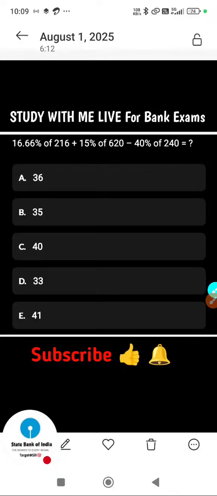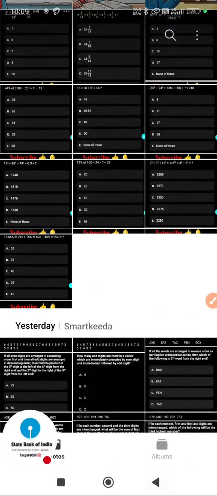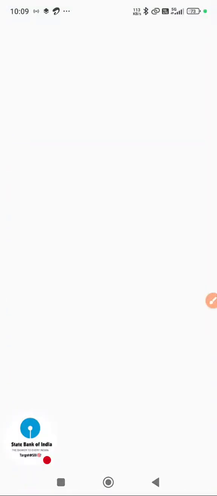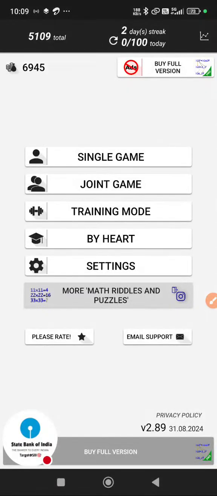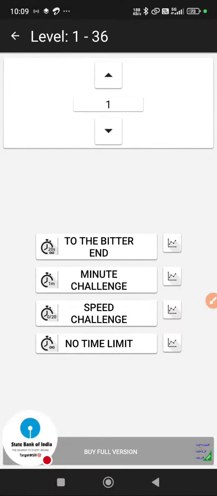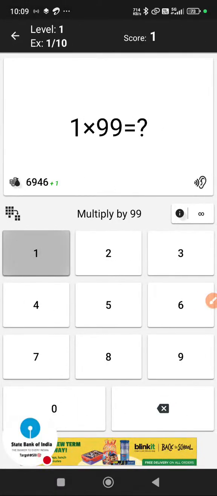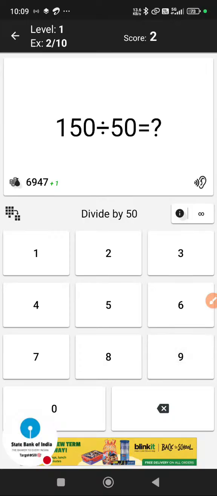Let's get started with, as usual, we start our session with speed maths. Let's start with the speed maths. Here no time limit. We will explain. First we practice our speed maths.